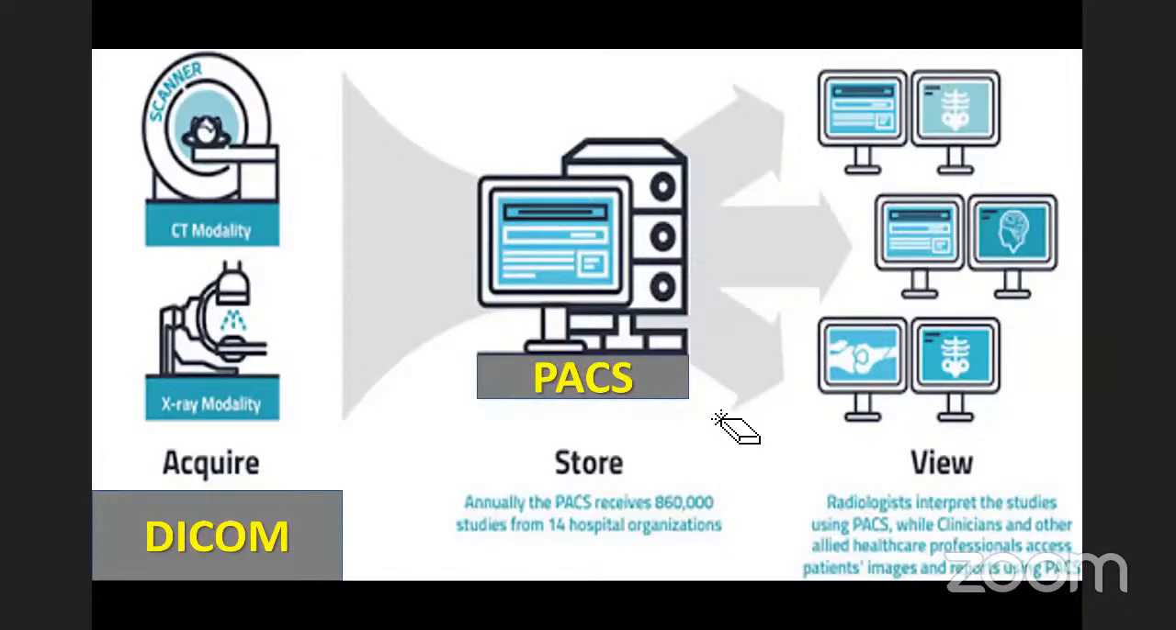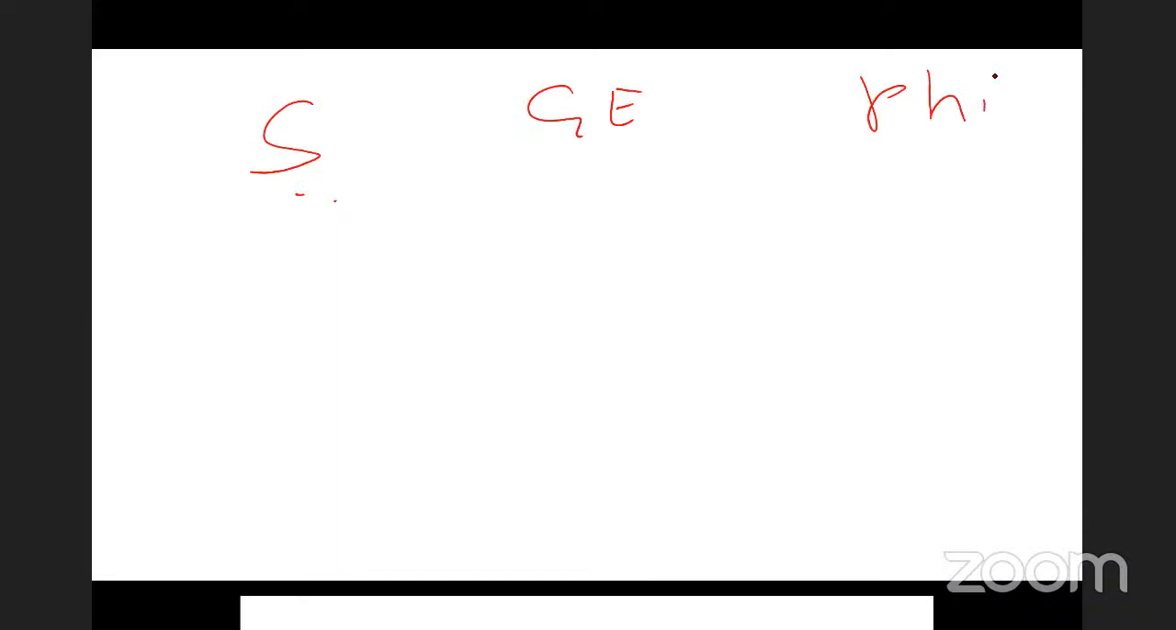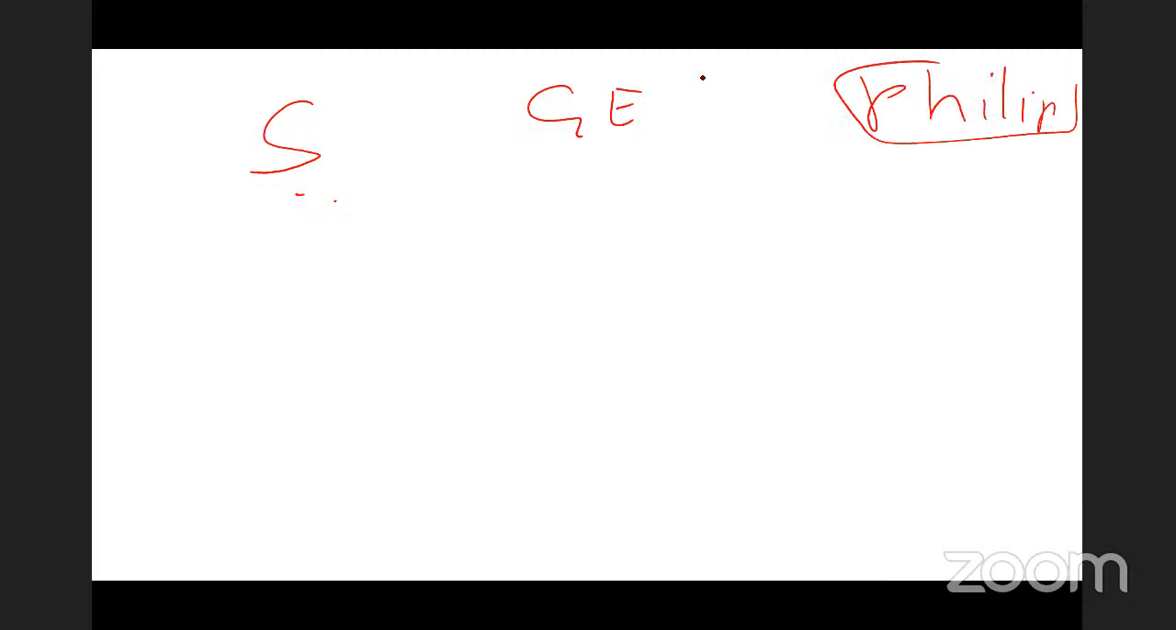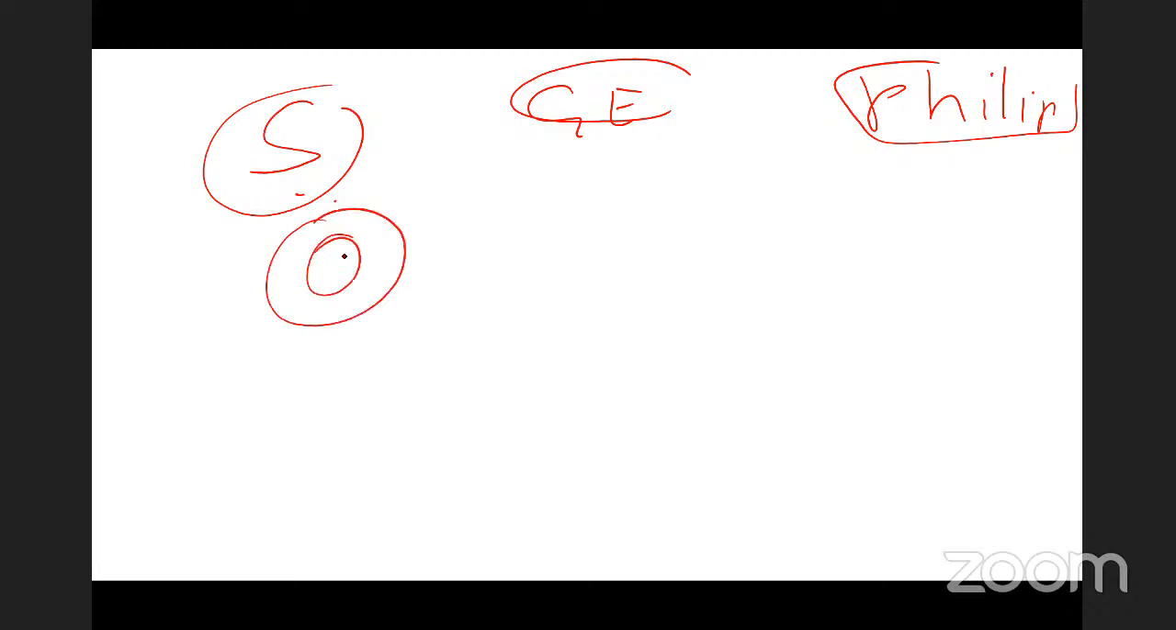Now the next concept is about PACS. In the olden days, there were multiple companies: Siemens, GE, Philips. These are the different companies which produce different machines, and there was a lot of competition between them. Siemens started producing CT which was good, GE had ultrasound machines which were good, and Philips had X-ray machines which were good.